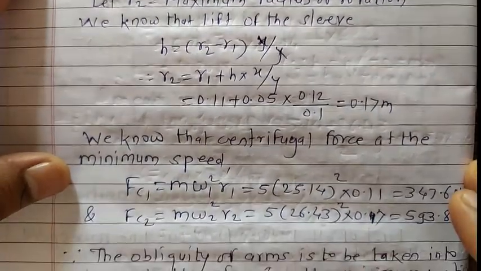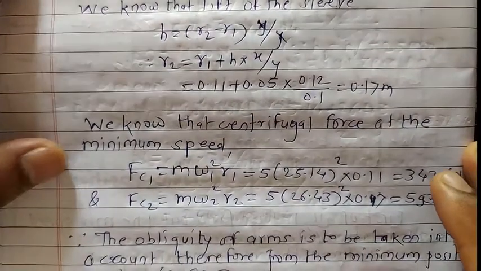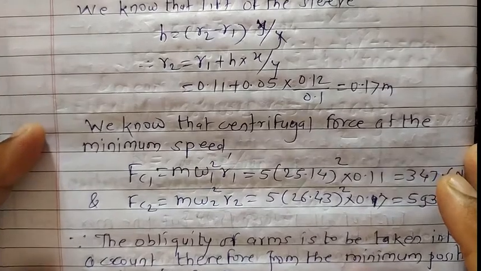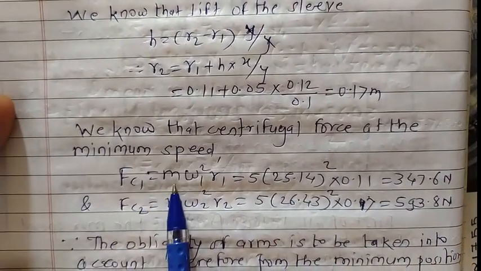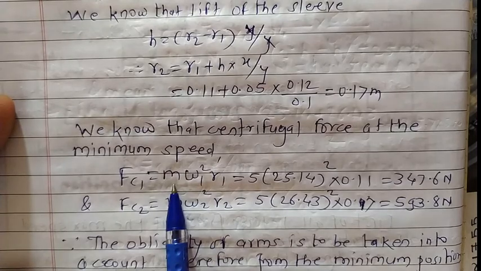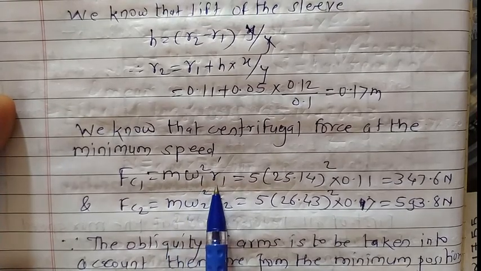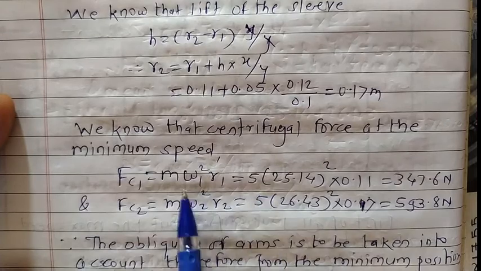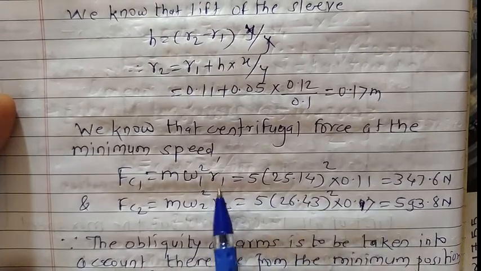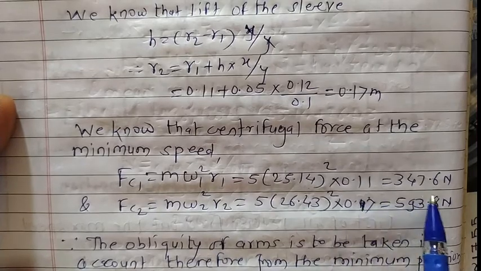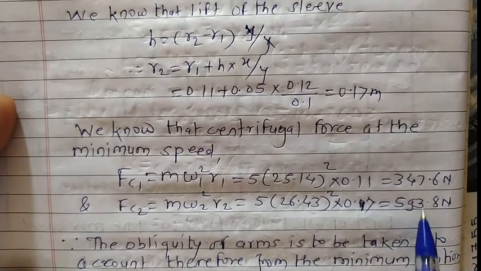Now get the value for the centrifugal force at the minimum speed as well as at the maximum speed. So FC1 is M multiplied by omega 1 square into R1. We know the value for omega 1, substitute here. We know the value for omega 2, substitute here. R1 and R2 are known, to get the values for FC1 and FC2.